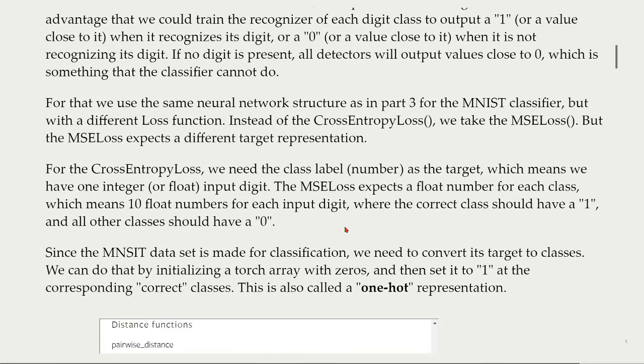For the cross-entropy loss, we need the class label number as a target, which means we have one integer or float input digit. The mean-squared loss expects a float number for each class, which means 10 float numbers for each input digit, where the correct class should have a 1 and all other classes should have a 0.